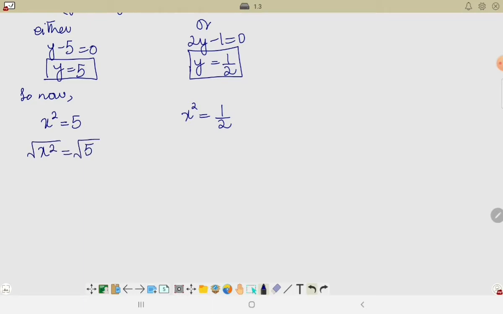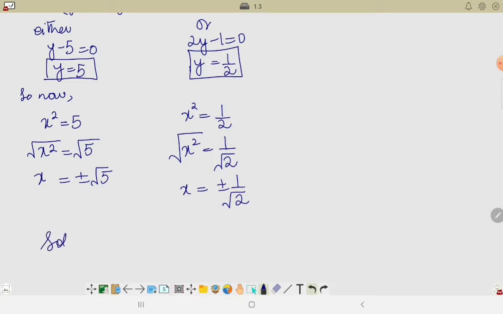So we'll take the square root on both sides. The square will get cancelled by its root, and we get plus minus square root 5, and here we'll also get plus minus square root 2. Okay, so we have taken the square root on both sides. Now the solution set we have to write at the end. It comes out to be plus minus square root 5 and plus minus 1 by under root 2. So you see, by applying a certain substitution, we are able to find the value of the variable.